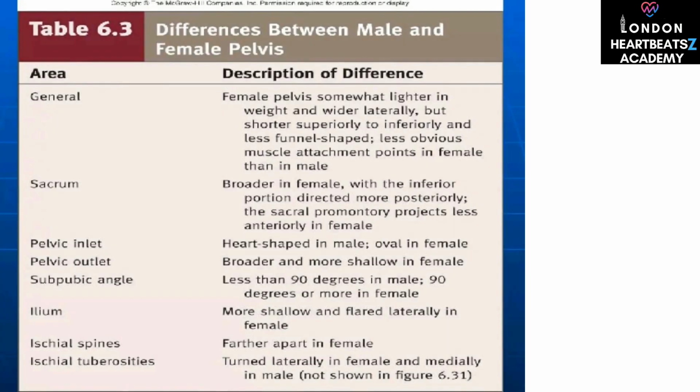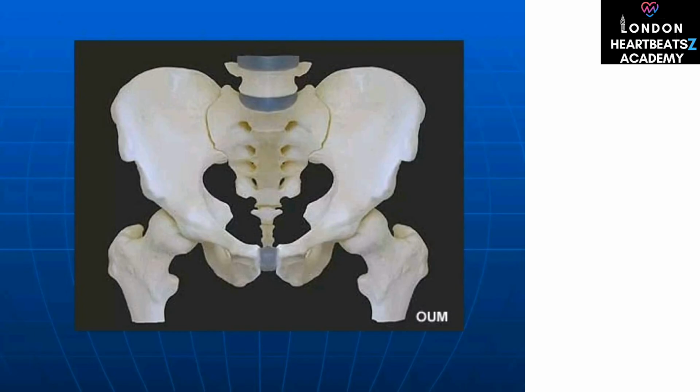subpubic angle. This table summarizes the differences between the male and female pelvis across several areas, including the general structure, sacrum, pelvic inlet and outlet, and various bone features. The image displays the structure of the pelvic girdle, illustrating the connection between the hip bones and the vertebral column.